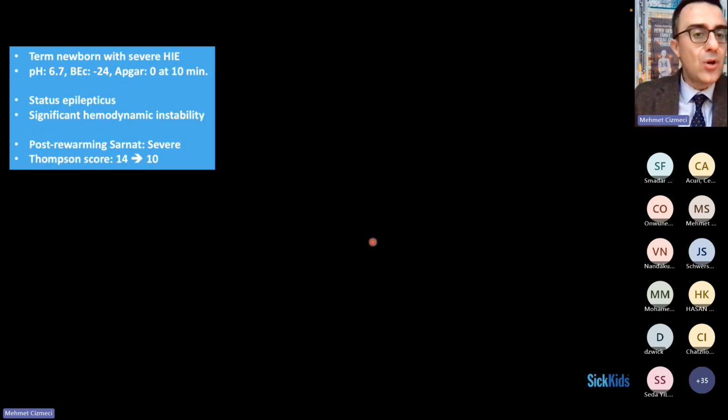However, this baby is a term infant who presented with severe HIE and with significant acidosis. This baby's Apgar score at 10 minutes was 0, and this baby developed status epilepticus in the NICU stay and had significant hemodynamic instability requiring multiple anti-seizure medications. The post-rewarming Sarnat score was still severe, and as you may remember, this is one of the prognosticators that we use. The baby presented with a severe encephalopathy, and it was still severe. And the Thompson score only came down to 10, which seems to be also a very high score.